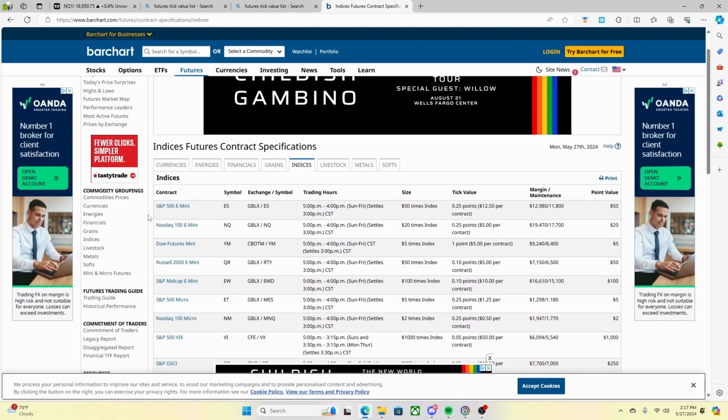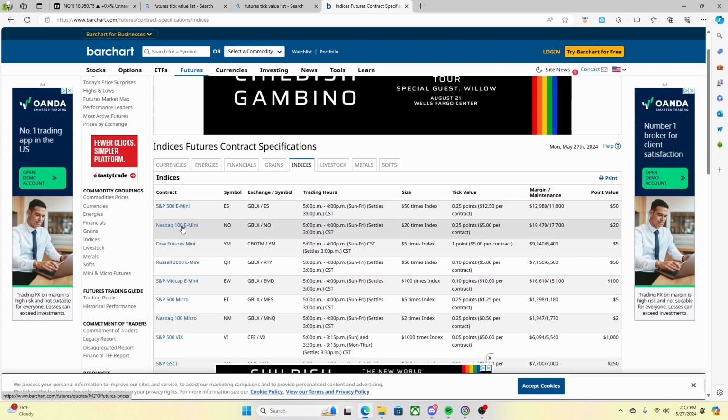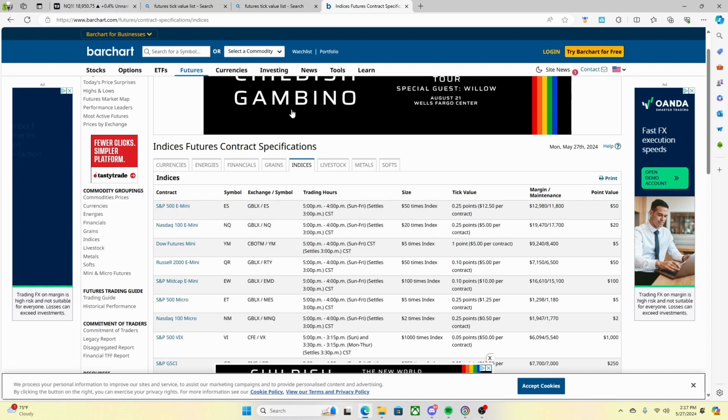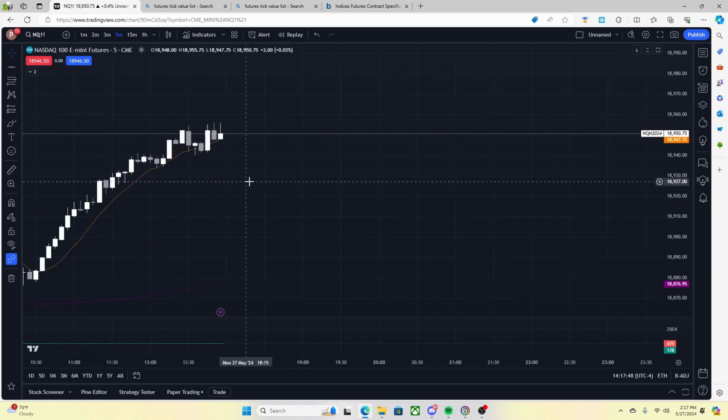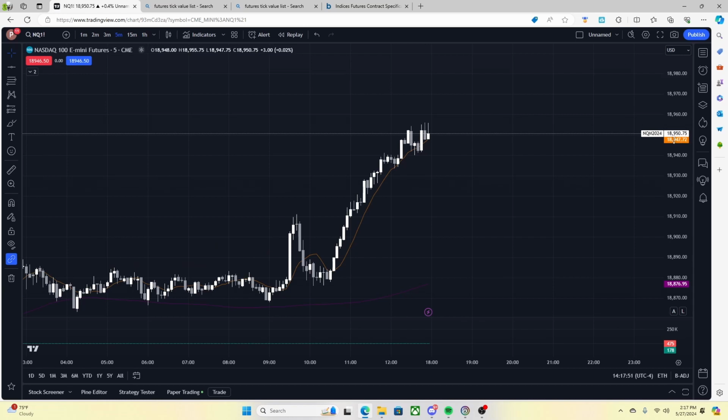But indices. So I trade the Nasdaq 100. That is QQQ, it's the same thing. Going back here, this is the Nasdaq 100 or NQ. You'll see over here it says 18,000. That's not the price per se. For futures, it moves in points or ticks, they'll call it. If you look over here on the right, as I move my mouse up, it's going up 0.25 at a time. So those are each ticks.